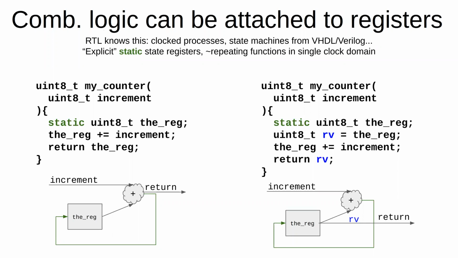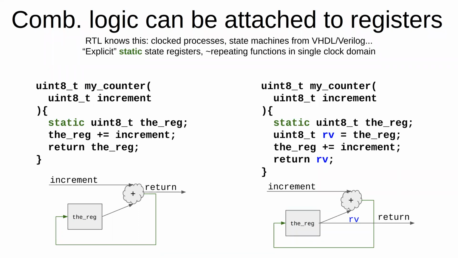So in the examples here in green there, you're declaring your variable as static. That means it's going to be a register. And then you just go at writing C code. On the left there, it increments that static variable directly and returns it. So you get all the combinatorial logic just going right out immediately. But on the right there, in blue, there's a temporary RV return value variable there where you don't end up incrementing that value. It's the pre-increment value that goes right out the port, and you still end up incrementing your register value, and it gets saved around for the next cycle.